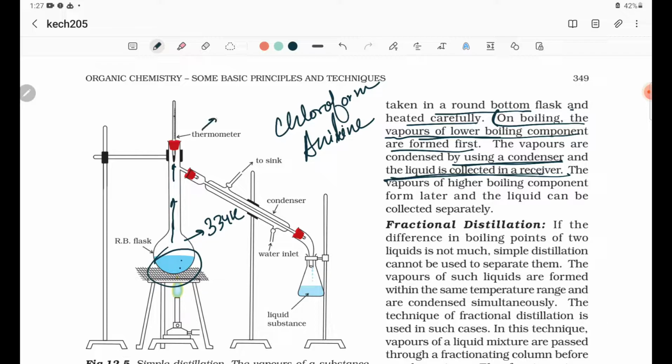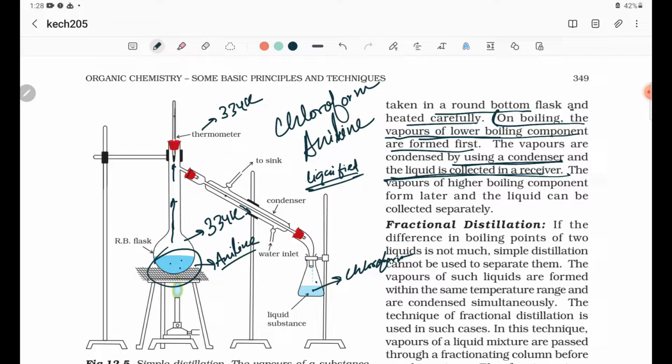Okay, so the temperature reading is what? 334 K. Okay, so what will happen? The vapors will go from here and come to this condenser. Here the vapor will get liquefied. The vapor will get liquefied to what? Chloroform. And in the receiver I am getting the chloroform. Now whatever is left over here, that is the aniline.